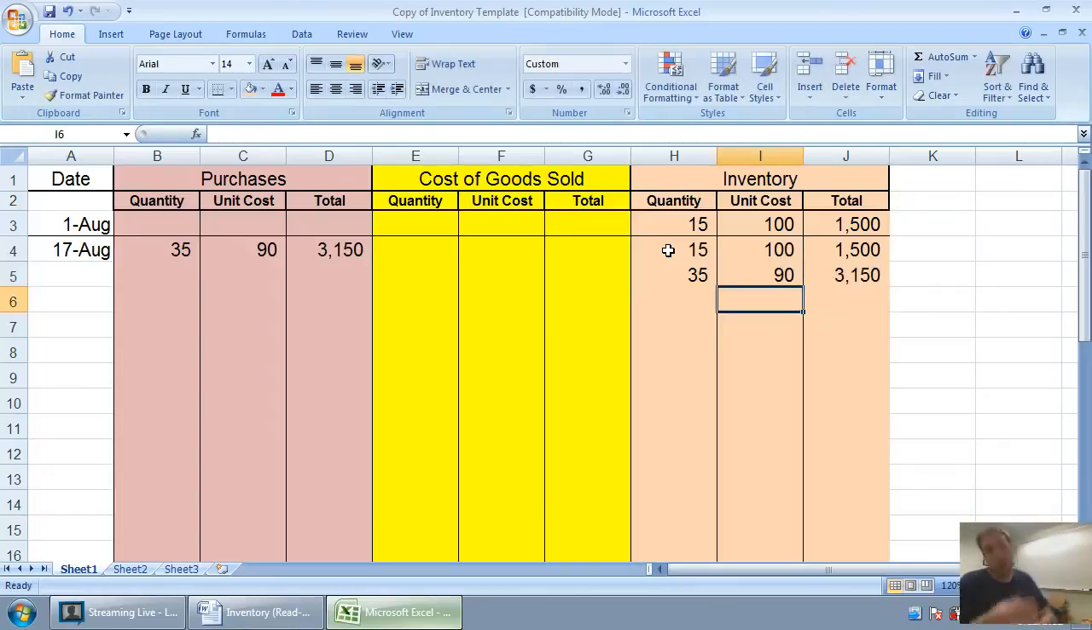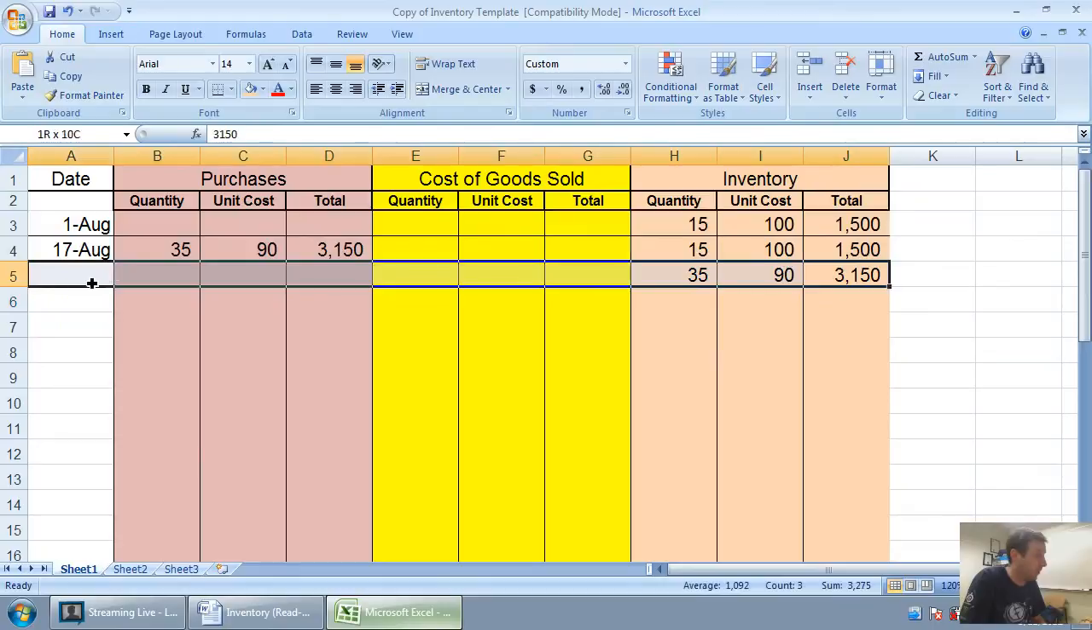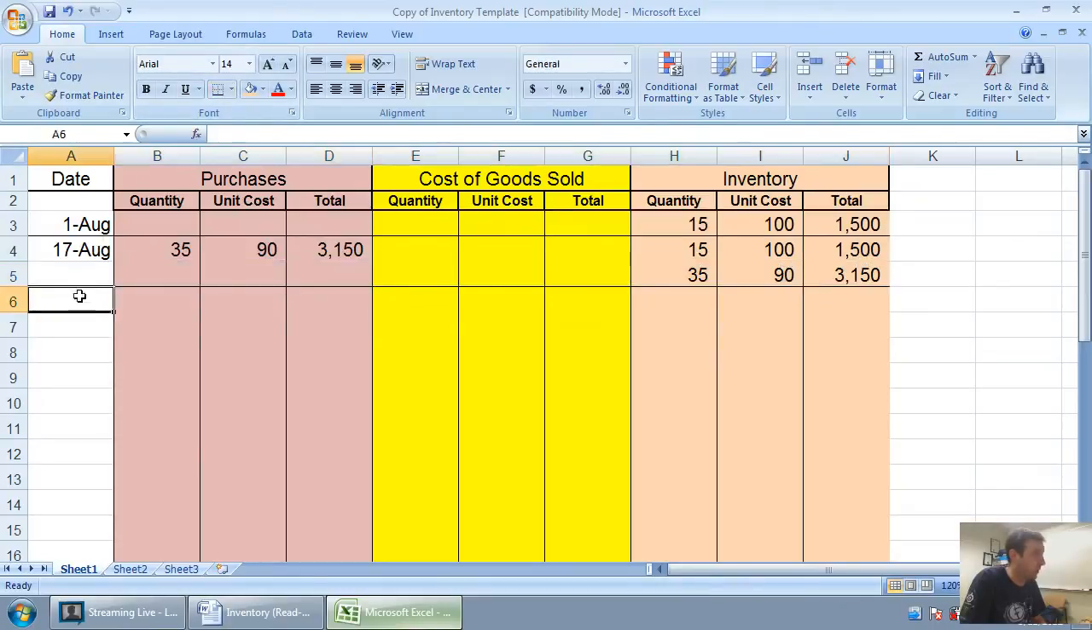Now I've got to tell you, the first time I did this when I was a student, I would always want to add these together. If you're doing FIFO or LIFO, don't mix your inventory. Just say, okay, I've got 15 at 100 and 35 at 90, and that's it. So that's it. Whenever you make a purchase, just add it onto the list.